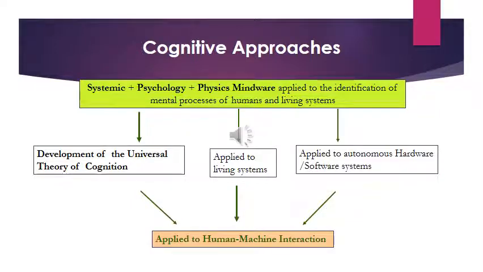The broad perspective of the cognitive approach can be seen in this diagram. The cognitive approach consists of systemic, psychology, and physics mindware applied to the identification of mental processes of humans and living systems. It can be used in the development of a universal theory of cognition, applied to a living system, applied to autonomous hardware or software systems, and towards the end, applied to human-machine interaction.